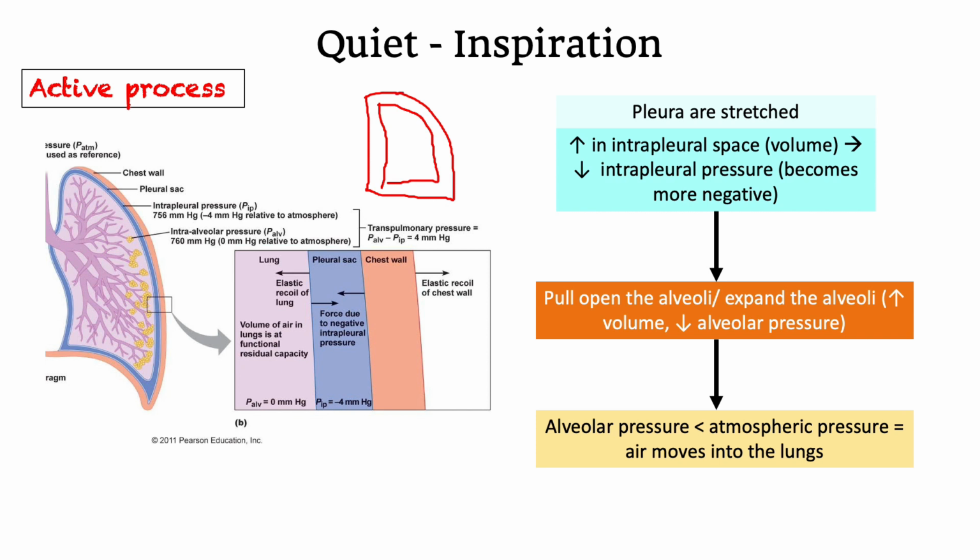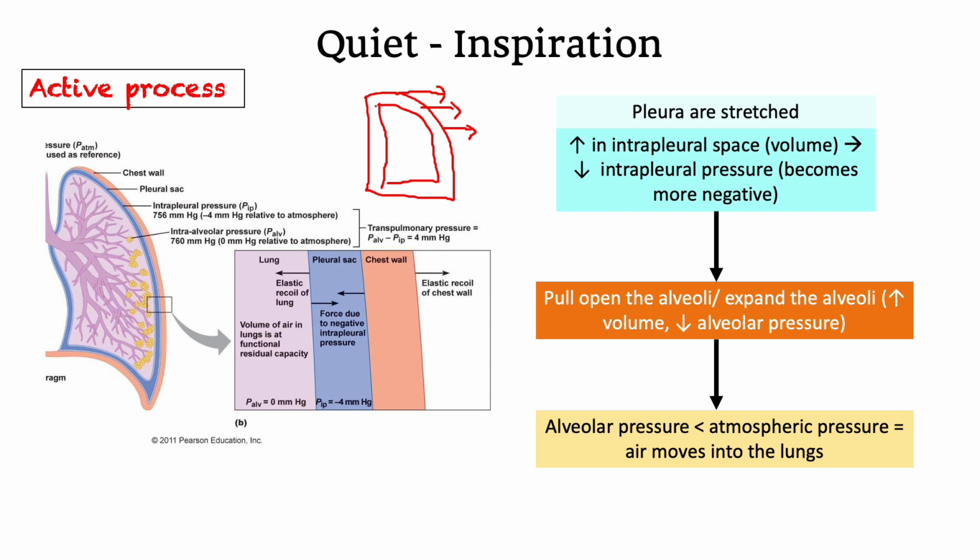So once the thoracic cavity has increased in size, it will pull the parietal pleura away, but the visceral pleura still remains the same. So we are only moving the parietal pleura because it is attached to the thoracic cavity. So what happens when we pull the parietal pleura? We are actually increasing the intrapleural space.